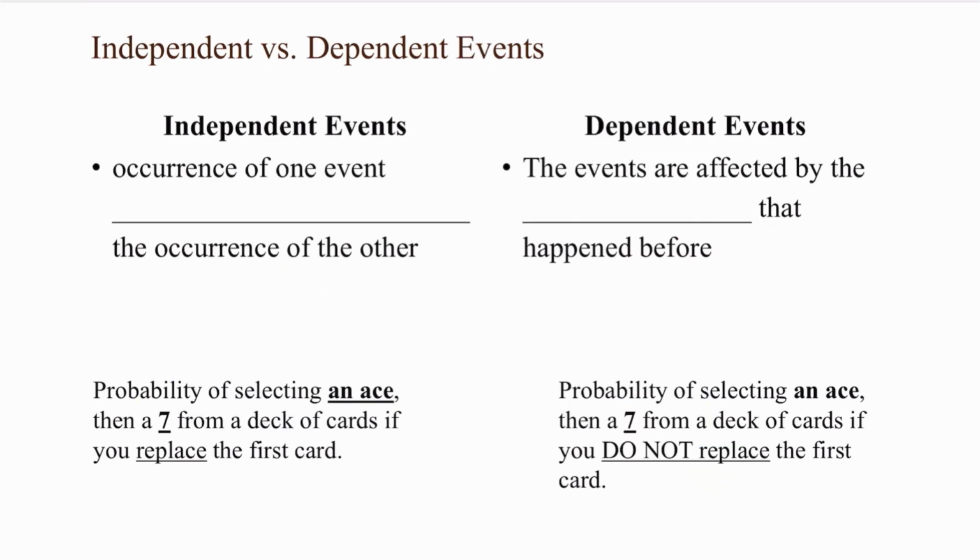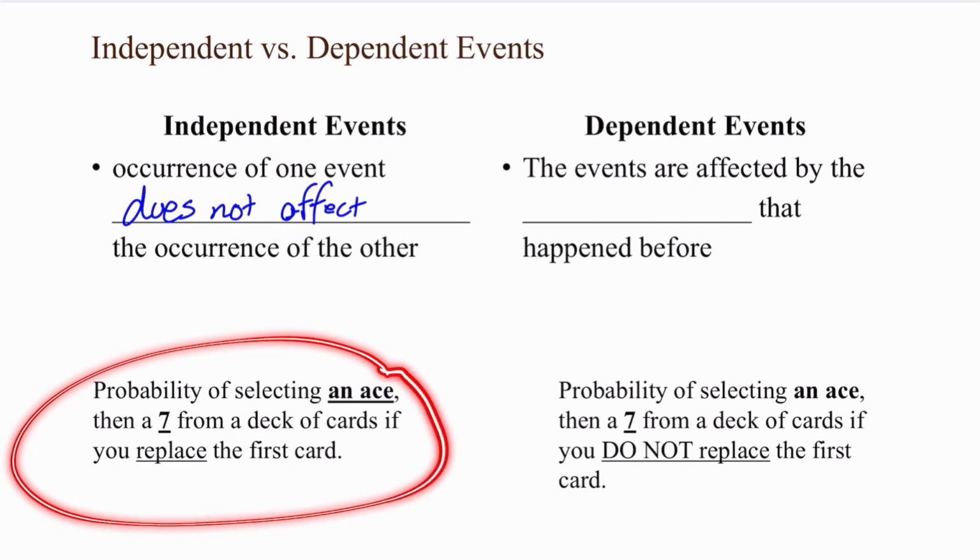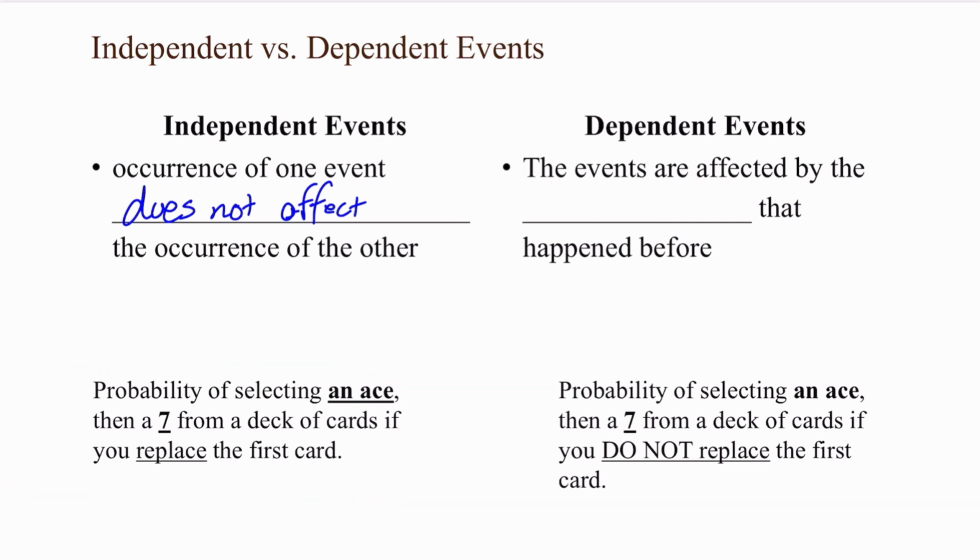Independent and dependent events. For independent events, the occurrence of one event does not affect the occurrence of the other. An example of that would be selecting an ace and then a 7 from a deck of cards if you replace the first card. So it doesn't matter if you get an ace in the first draw and you put it back, you still have an equal chance of getting a 7 on your second draw. Now, if you kept that ace in that first draw, then your probability of getting a 7 would be 4 out of 51 instead of 4 out of 52. So the replacing part is very important here.